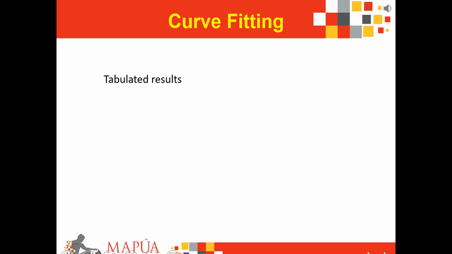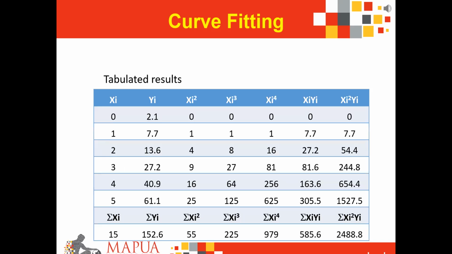So we simply tabulate the results, evaluating the summation of x to be 15, the summation of y to be 152.6. And then we individually square each value of x and sum it up, giving us a summation of 55. We raise the individual values of x to the 3rd power and sum it up, and we end up with 225. And finally, we raise x to the 4th power and sum it up, ending up with a summation value of 979.